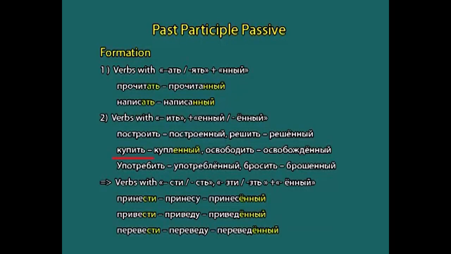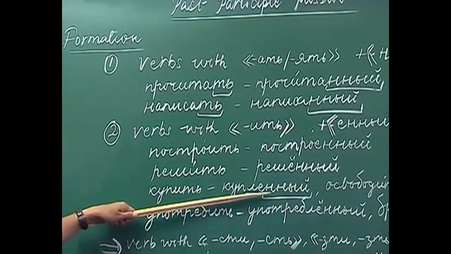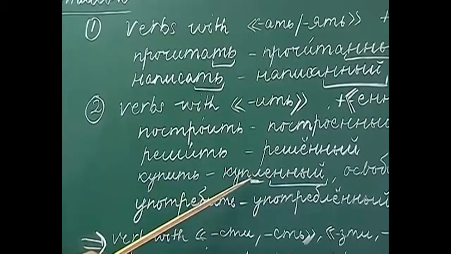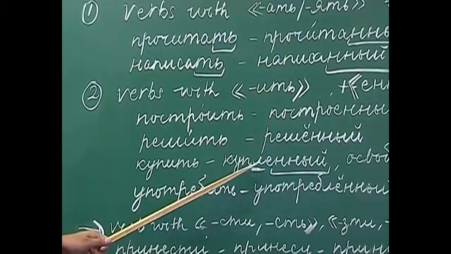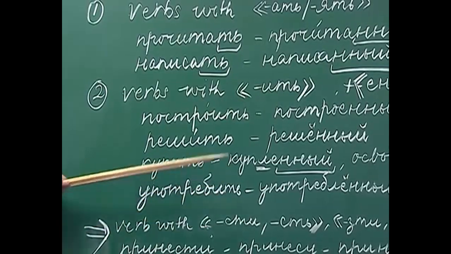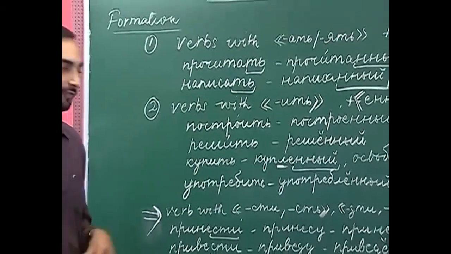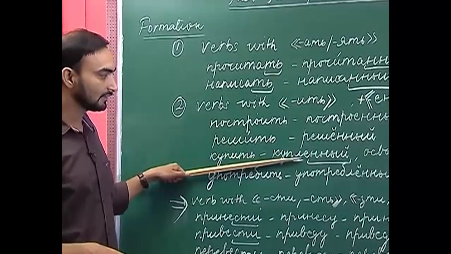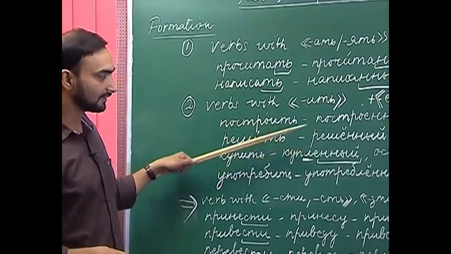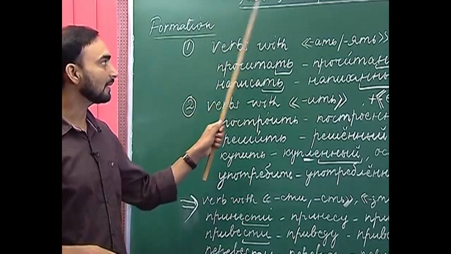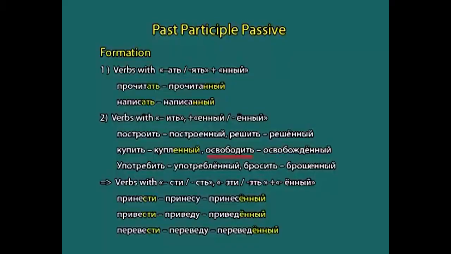Next is купить, купить, купленный. So, here we are using енный with an additional consonant л. If you remember the conjugation of купить, я куплю. So, with я we always use this additional consonant л. So, which is carried forward in the past participle passive. Next is освободить, to set free. Освобождённый. So here we are using ённый.